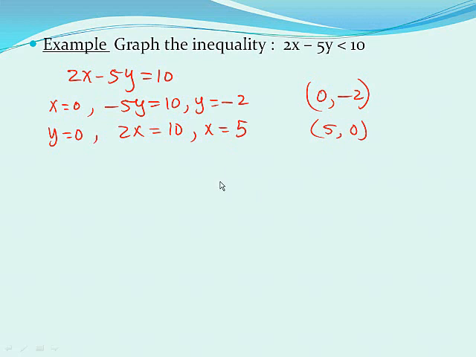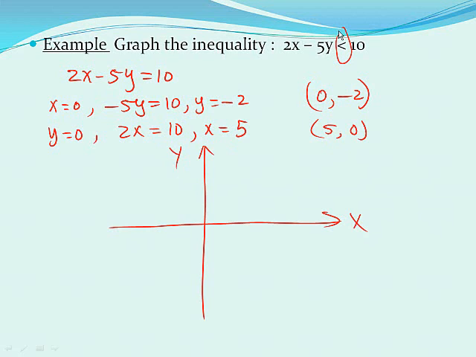Then what I'm going to do is draw the boundary line. Notice that the inequality is strict, so my boundary line will be drawn as a dashed line. So the points will be 5, 0, which is up here, 0, negative 2, which will be on the y-axis. I need to use a dashed line here, so this will be the boundary line. Now the next step will be to see which of these two half planes I need to shade.